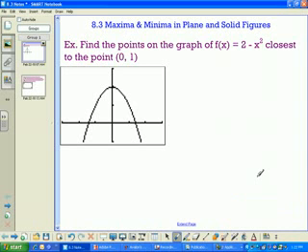So we have our problem, and it says find the points on the graph of our function, 2 minus x squared, closest to the point (0, 1). So I've graphed our function, and then the point (0, 1) is right there. So we're trying to find the point or points that are closest to that. So I'm going to say, well, let's do a representative (x, y).